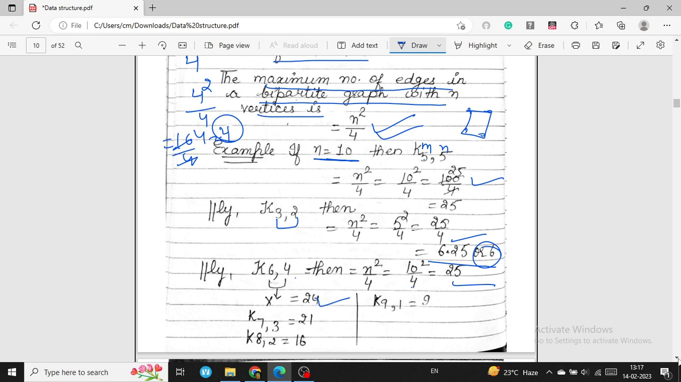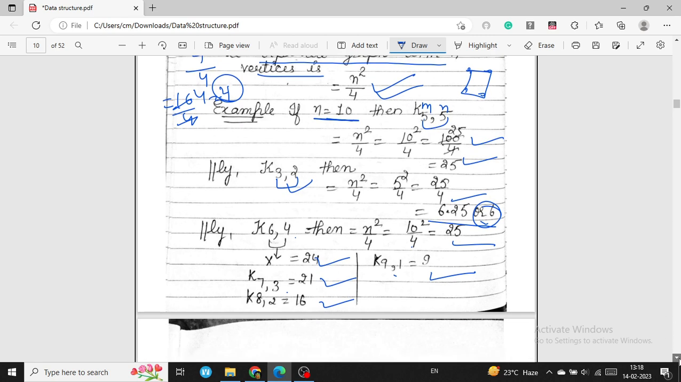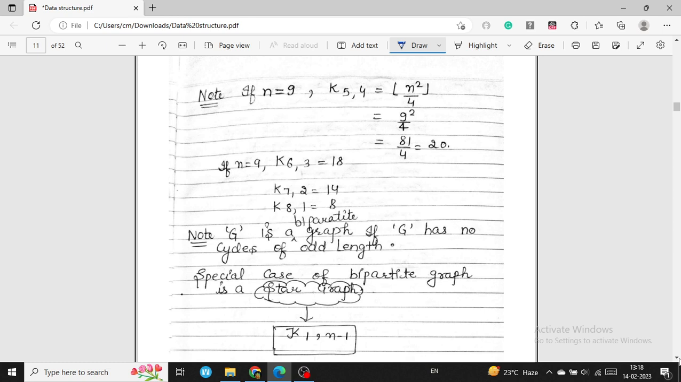6 4s are 24, 7 3s are 21, 8 2s are 16, 9 1s are 9. You can see here 5 5s are 25, 3 2s are 6. You can directly calculate how many edges will be drawn. Now the next point is, if you have given n as 9, you can take the pairs 5 and 4, 6 and 3, 7 and 2, 8 and 1. And you can check how many edges will be drawn.